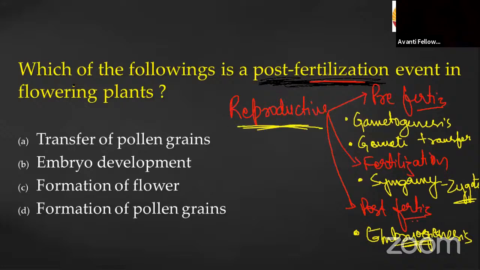Okay. So now look at the question: which of the following is the post-fertilization event in the flowering plant? So now you tell me which is this. Embryo development is the answer. Embryogenesis means the development of embryo.